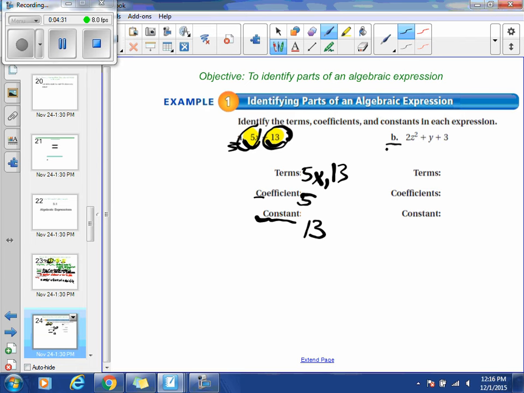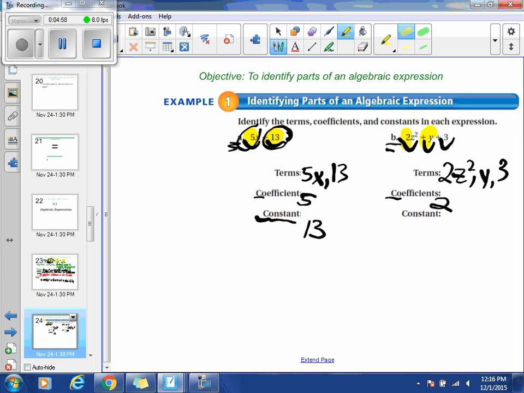If we move over to example B, how many terms do we have? How many things do we have connected by addition or subtraction? 1, 2, 3. All right, so my terms are 2b to the second, y, and 3. Coefficients. Remember, co means with. So coefficients are numbers with variables. Here we have a 2 with the variable.